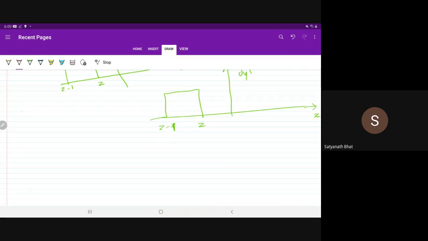So let's pick a value. Z is greater than 0, but z is less than 1. So what we are talking about is this region. Okay, so now there is an overlap.